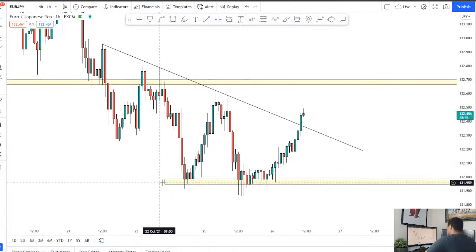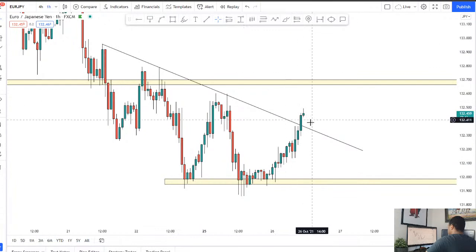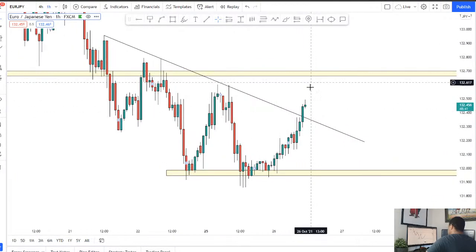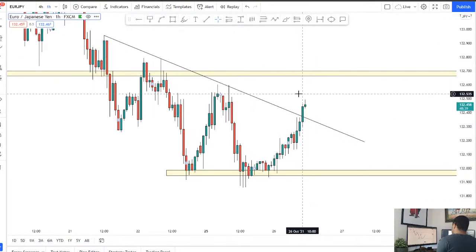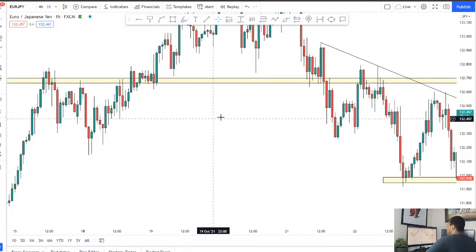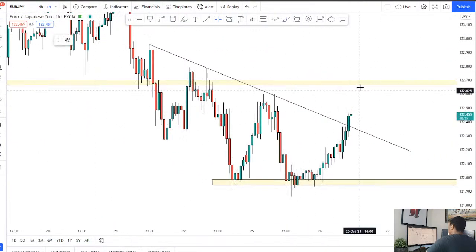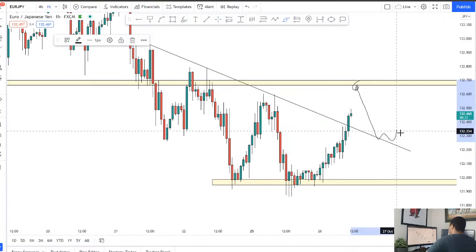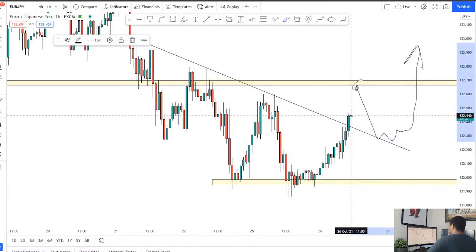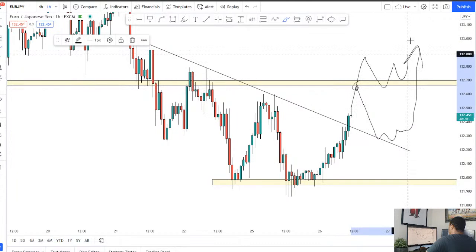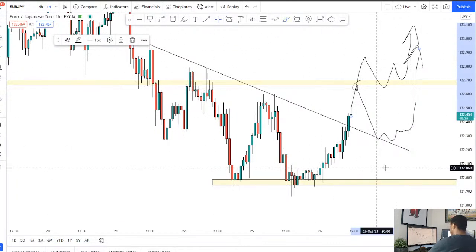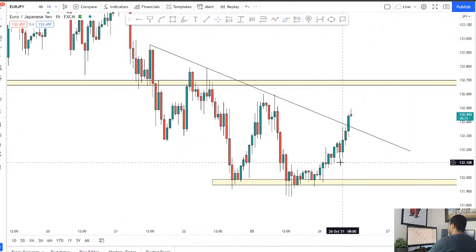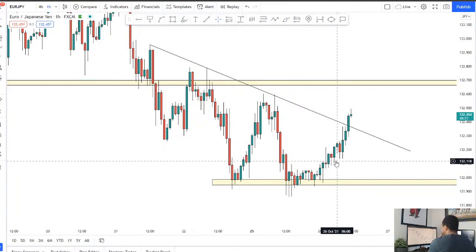It's obviously tested it twice there, so like I said, we're most likely going to come up and test that resistance around 132,700. We'll see what happens at that resistance. Like I said, we might sell off again, but we could put a higher low in somewhere and continue. If we break through that, then longs to the upside and looking for continuations. But yeah, Euro JPY is still looking bullish.